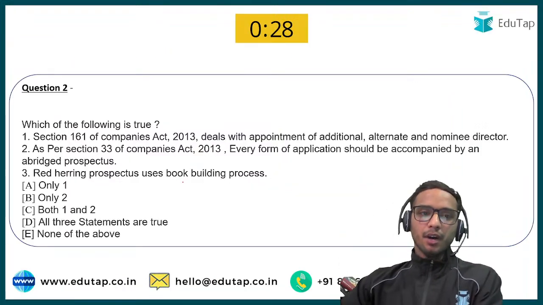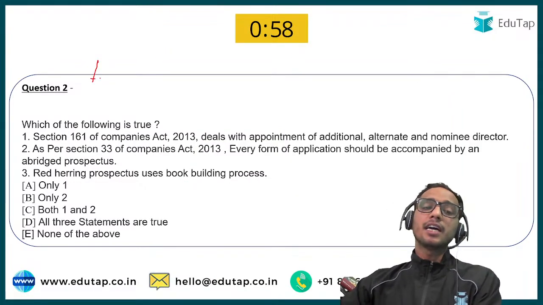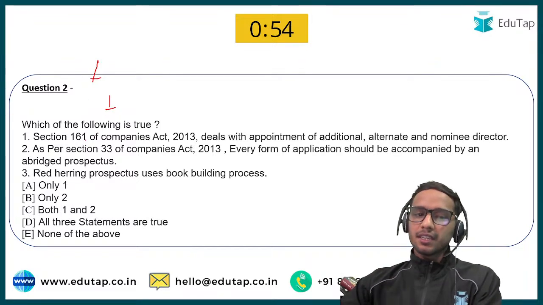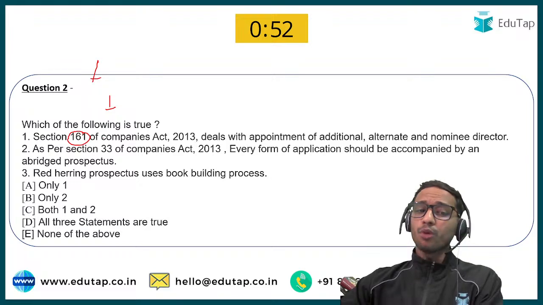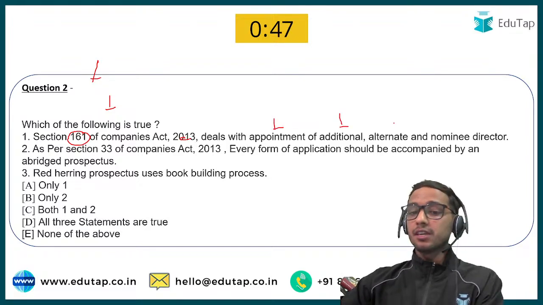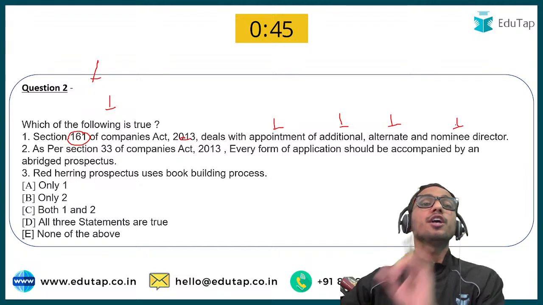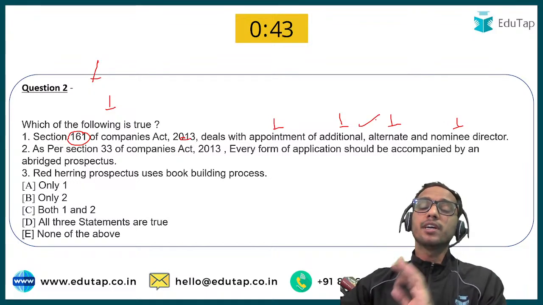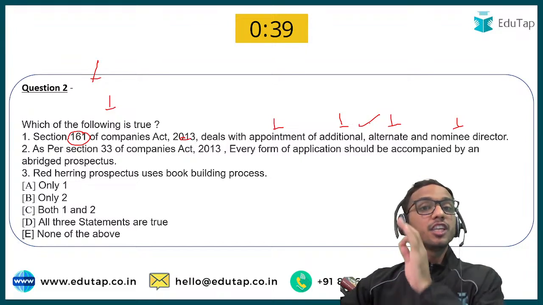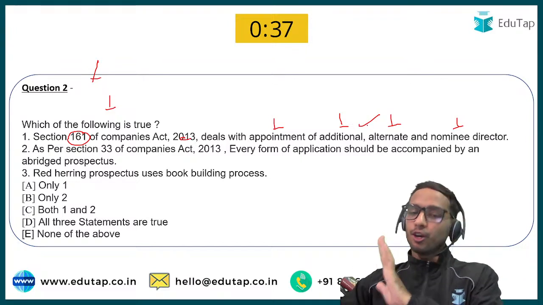Now let's move to the second question, and it says, which of the following is true? The first option says section 161 of the Companies Act 2013 deals with the appointment of additional, alternate and nominee director. It is absolutely correct, and we have done this multiple times. Section 161 deals with the appointment of additional, alternate and nominee director.